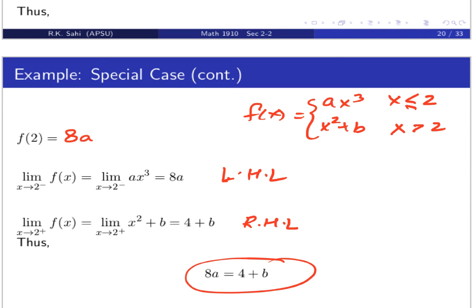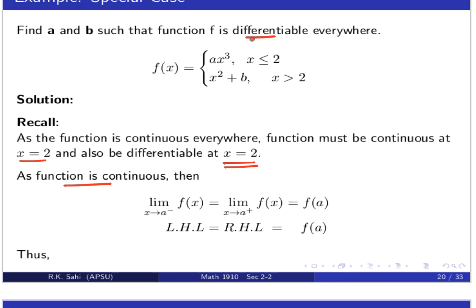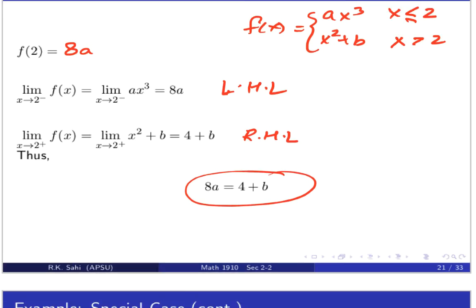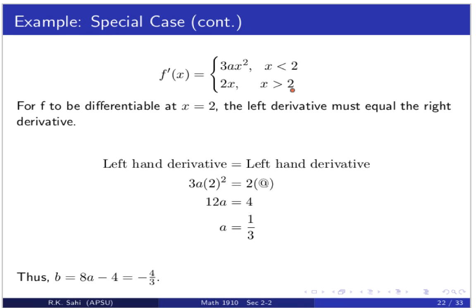So we have to go back and see what else is given to us. It says the function is differentiable everywhere. Now remember, if a function is differentiable, it is continuous. So we tried the continuity case and got 8a equals 4 plus b. Now we have to look at the second aspect: the function is differentiable. If a function is differentiable, it simply means that the left-hand derivative must equal the right-hand derivative.